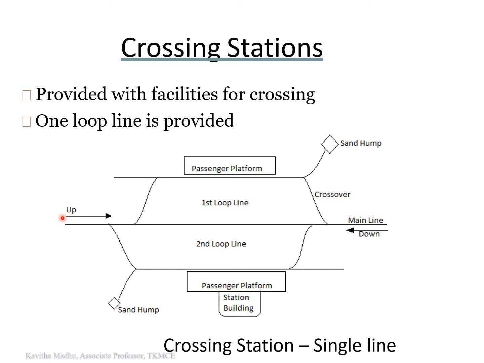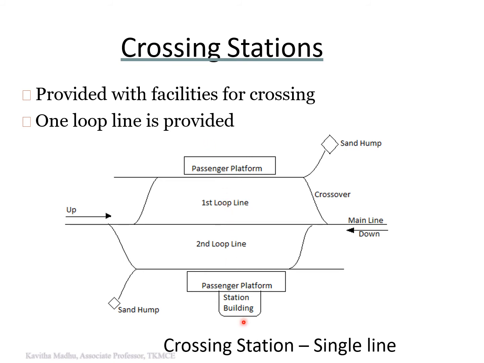So through trains are allowed to pass on the main line, whereas the ones that need to be stopped will be taken through this loop, and they will be waiting here so that the other train can either overtake or cross them. So that is the crossing station. It's provided with the crossing facility. At least one loop should be provided.